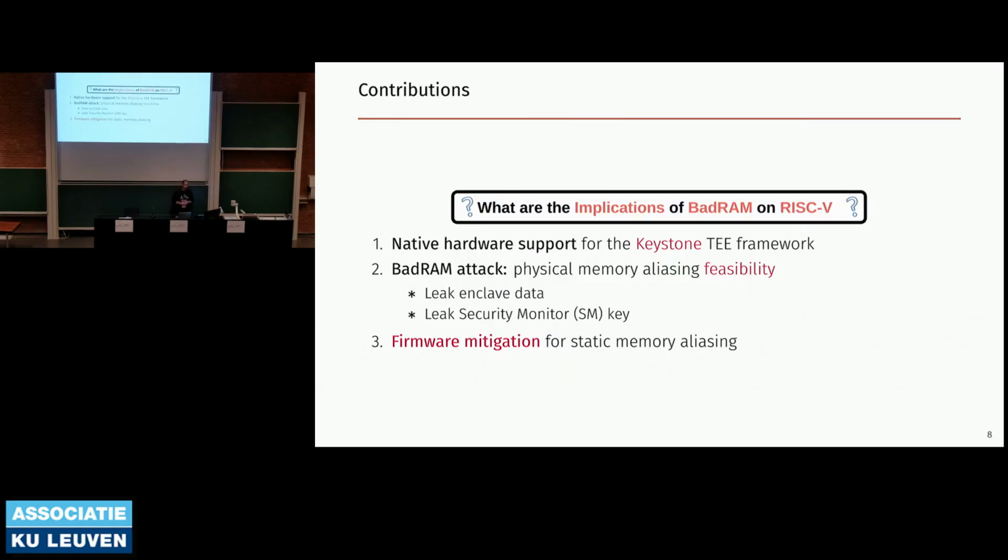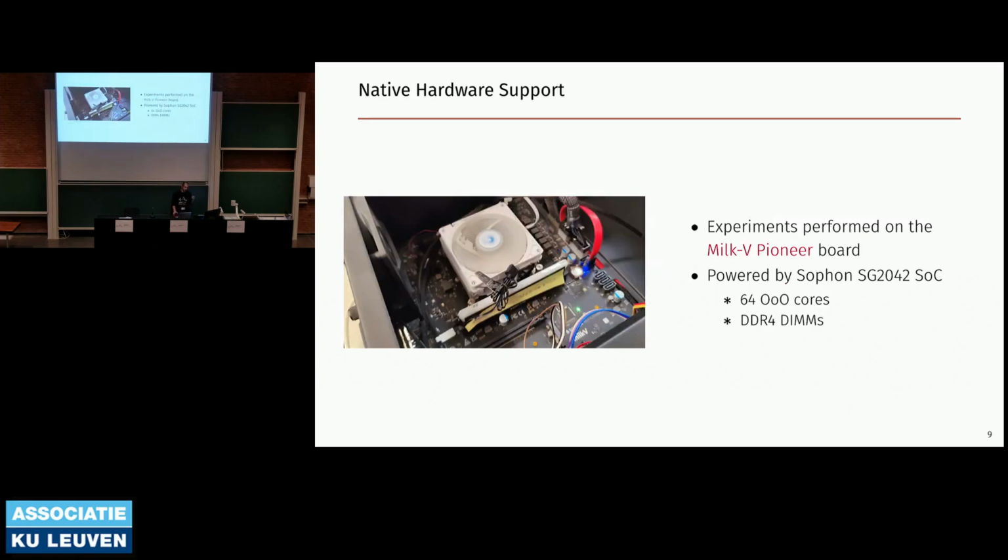So what are the exact implications of BadRAM on RISC-V? To investigate this, we provide native hardware support for Keystone, and we also do some attacks utilizing the BadRAM primitive on enclaves. And we also provide some mitigations. So this is our board. This is the Milk-V Pioneer board. It also has pluggable DIMMs. As you can see, we've labeled these DIMMs using post-its to differentiate between the BadRAM ones and the non-BadRAM ones. It has 64 out-of-order cores.